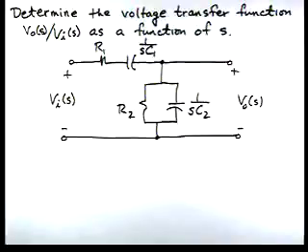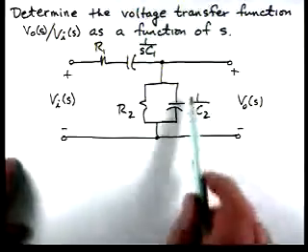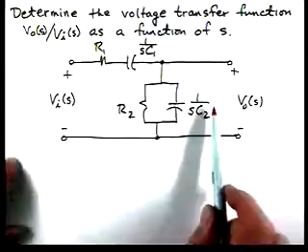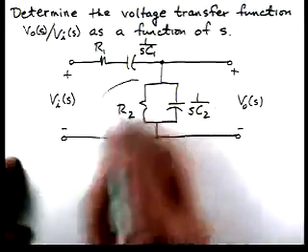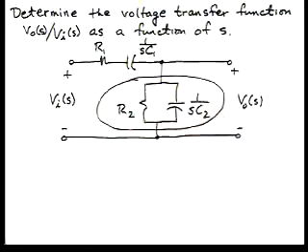In this problem, we're asked to determine the voltage transfer function V0(s) over Vi(s) as a function of s. There's our circuit, and to begin with, we'll combine these two together to get an impedance. Then essentially we have a voltage divider. So for now, let's start with those two in parallel.